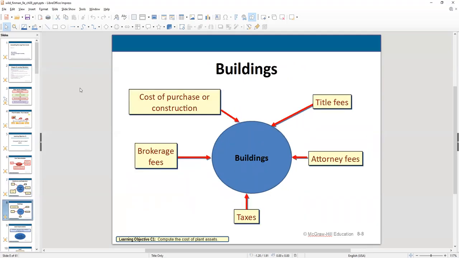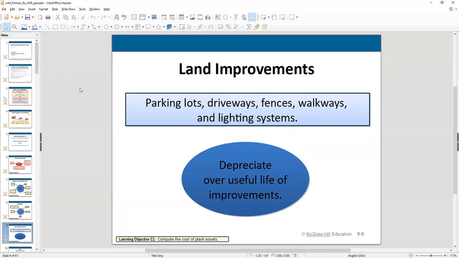In the case of a building, you're going to have not only the cost of construction, but there's title fees, brokerage fees, attorney fees, and taxes that all have to get factored in when you establish what the acquisition cost is of a building. You have land improvements such as parking lots, driveways, fences, walkways, and lighting systems. And you're going to have to determine what the useful life of these are.